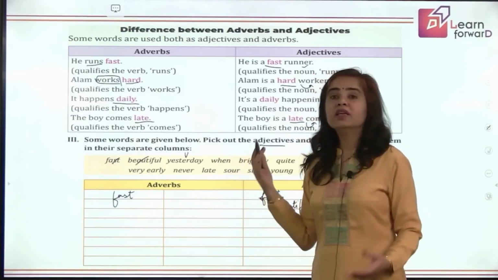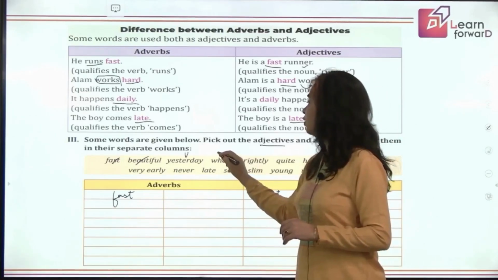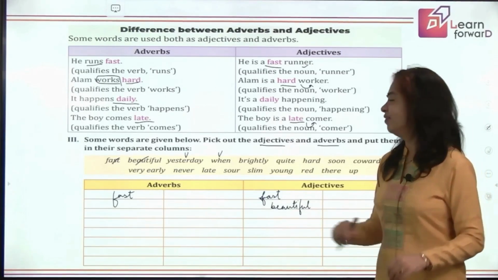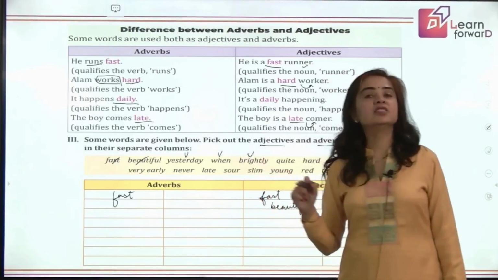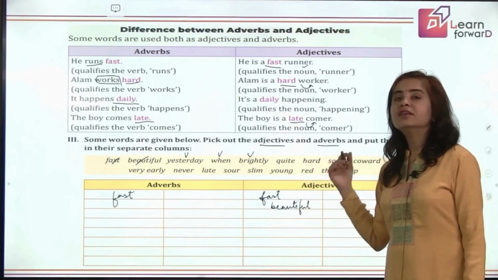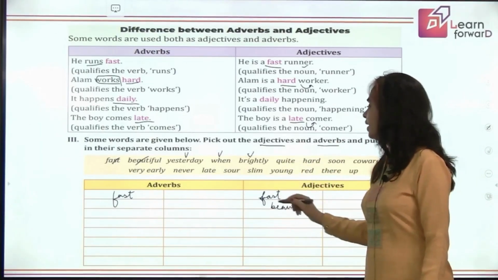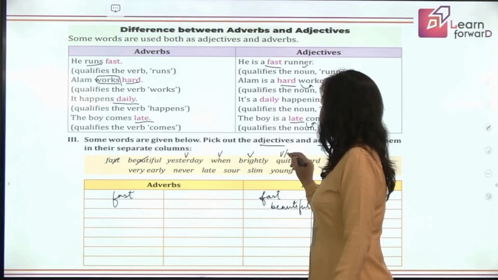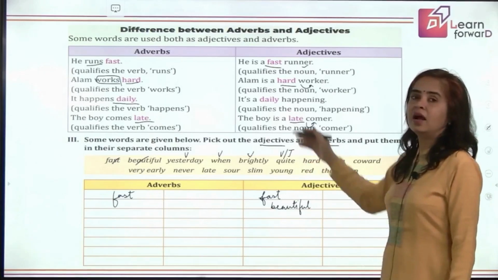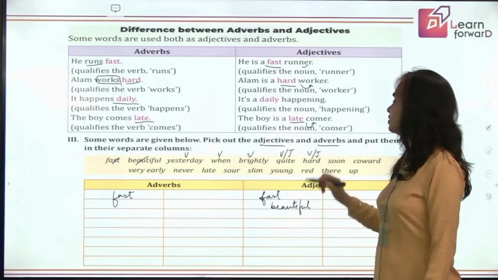When. When is a question word and it will go to interrogative adverbs. Brightly. What is that? Very good. It's an adverb again. The sun shines brightly. How does it shine? So it is telling you the manner. Quite. Yes, it can be both, right? So this can be an adjective as well as an adverb. Both. Next, hard. Again, we have already read about hard. It can be both an adverb as well as an adjective.